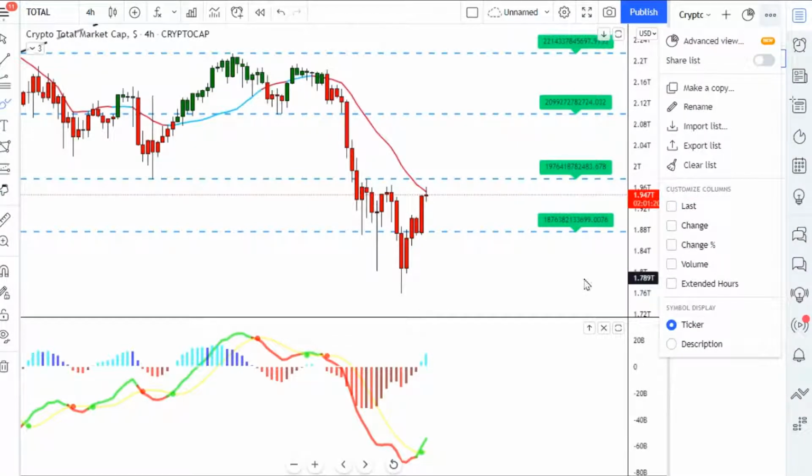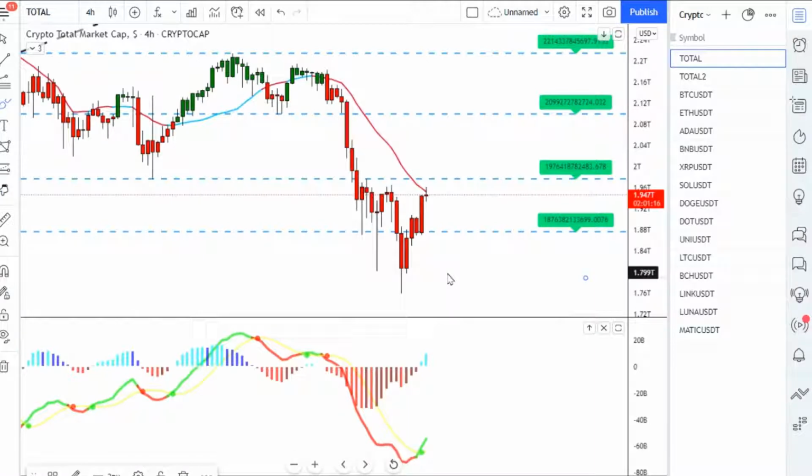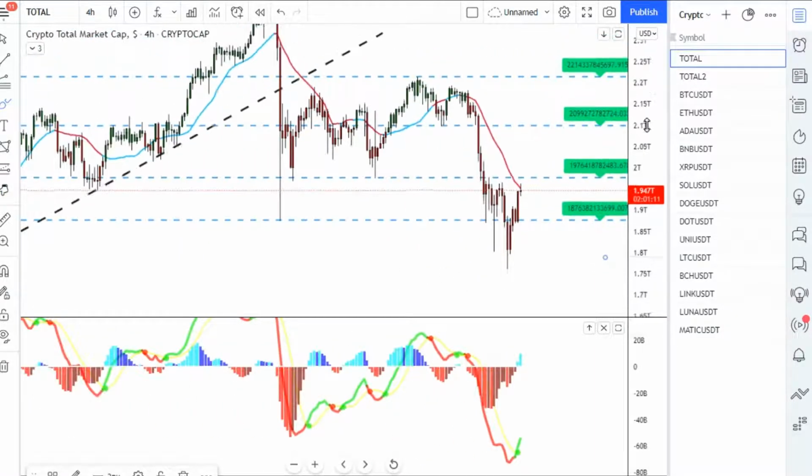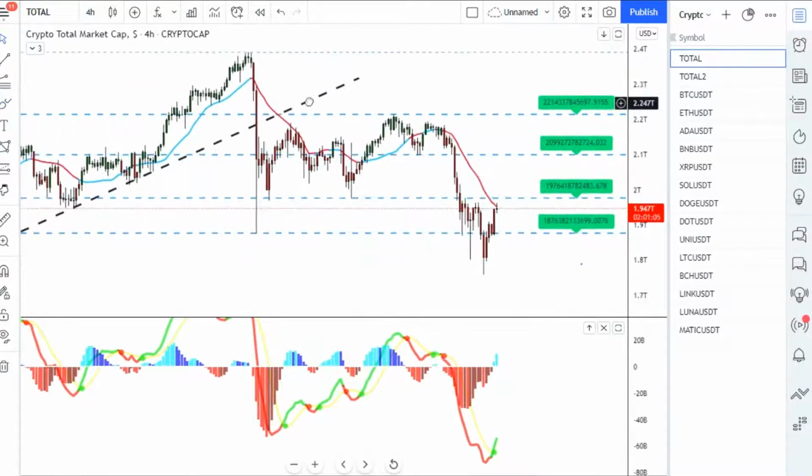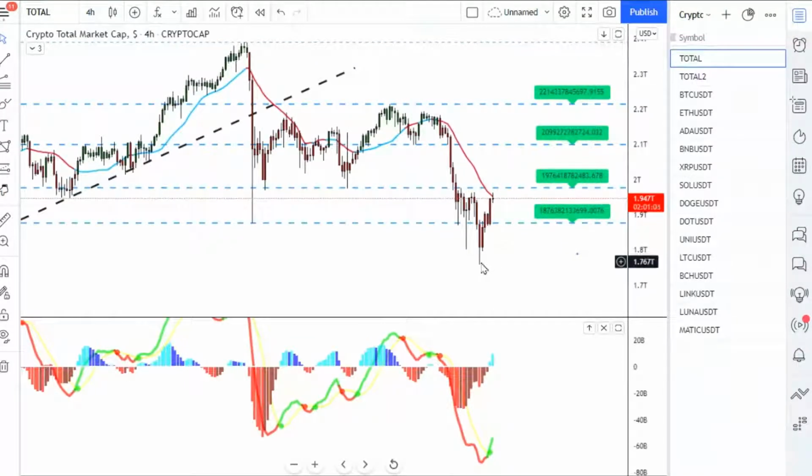So the total market cap, including Bitcoin, dropped from 2.4 trillion to 1.76. We discussed this one previously, guys, right? See how much money was just taken away from the market. Look at the MACD right here. This is market cap, so this is basically how much money is in the crypto world.